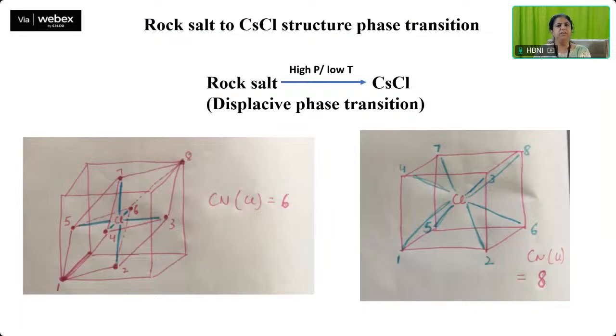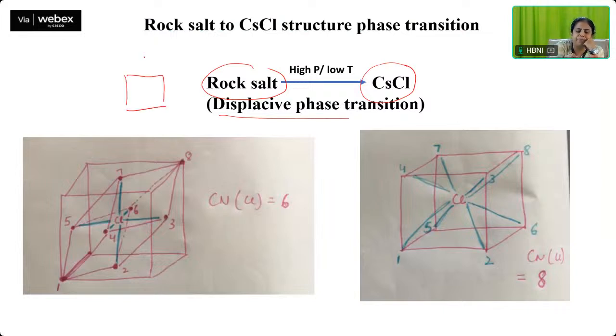Let me give you another interesting example of displacive phase transition. The rock salt type of structure transforms to the cesium chloride type of structure by a displacive phase transition. And how does that happen? Let us now concentrate on what a rock salt structure is. The rock salt structure is a face-centered lattice of one ion.